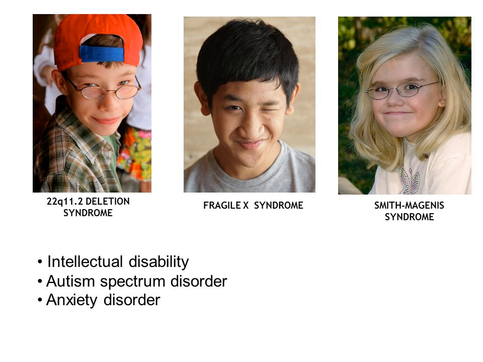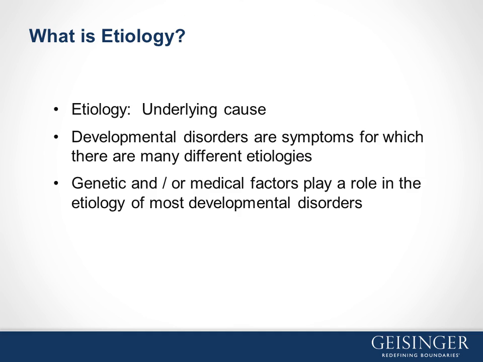So what's going on here? We have school districts thinking about diagnoses in a very different way than the genetic diagnoses that these children are receiving. And so what we can say is that the genetic diagnoses reflect what's called etiology. And when we talk about etiology, we mean the underlying cause. And we now know that developmental disorders, things like autism, intellectual disability, cerebral palsy, they're symptoms for which there are many different causes or etiologies. And it's now very clear that genetic and medical factors play a role in causing most developmental disorders.